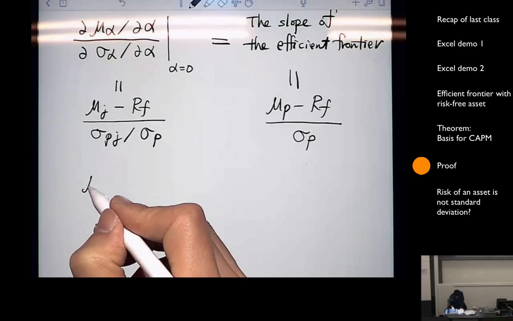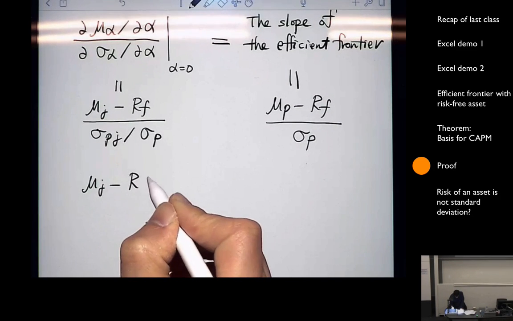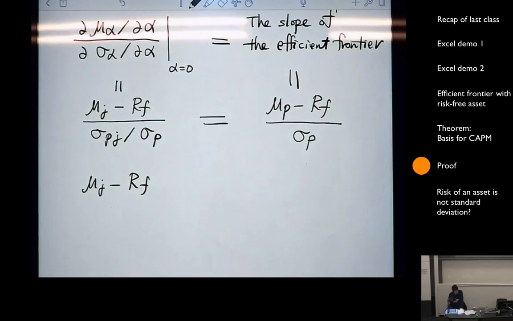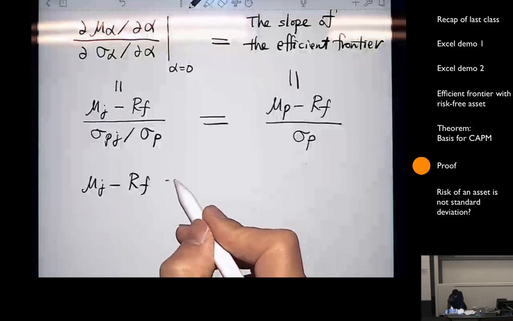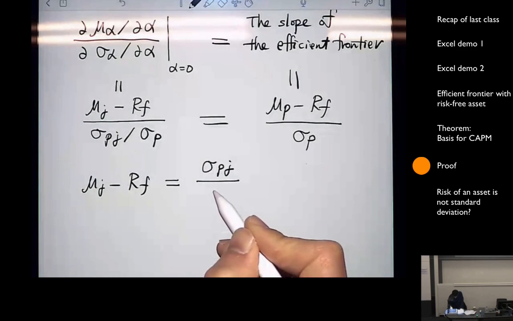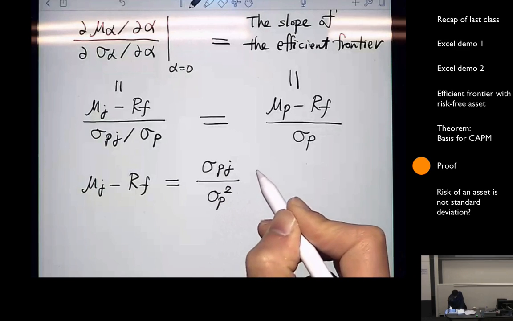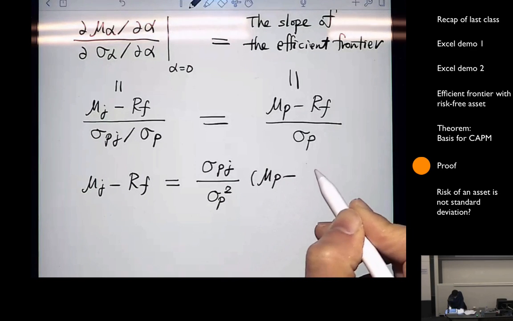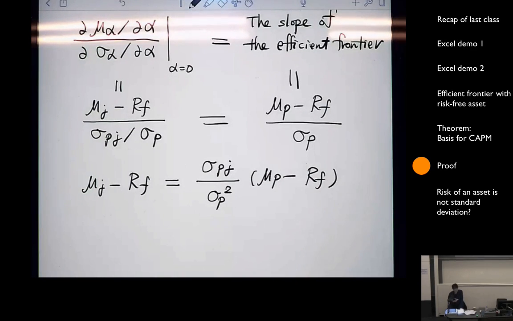So we have mu j minus Rf equals sigma pj over sigma p squared times mu p minus Rf. QED. Don't ask me what QED means. I don't know. It's Latin. Please Google it.